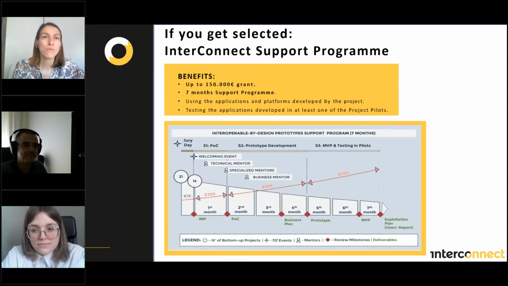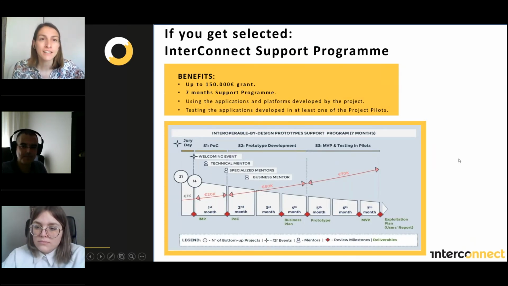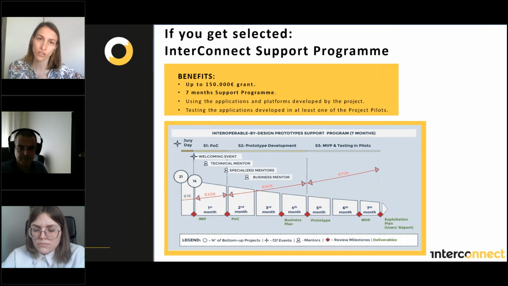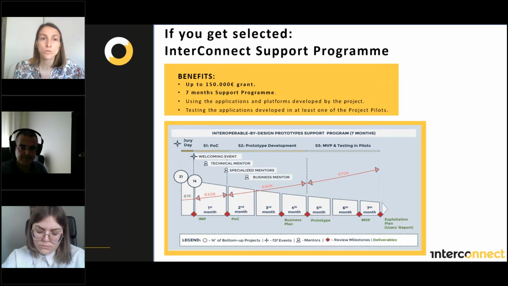So now, I will try to explain the InterConnect Support Program. As David said, it's not only the money, not only the technical, it's also the other things that the InterConnect project will do for the selected companies. The program will be a 7-month program, and the selected SMEs will receive up to 150,000 euros, but this will be split in 3 stages.